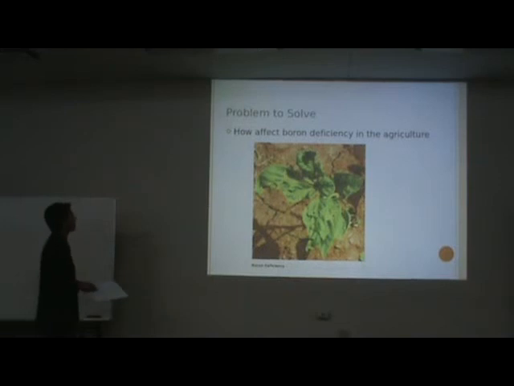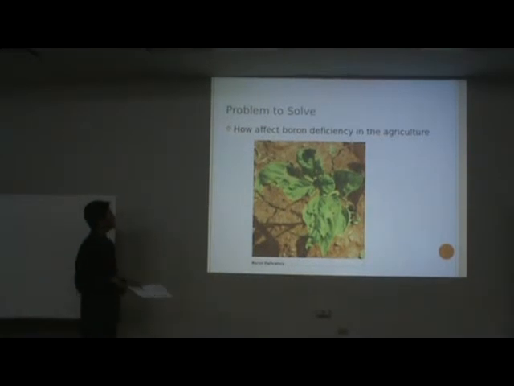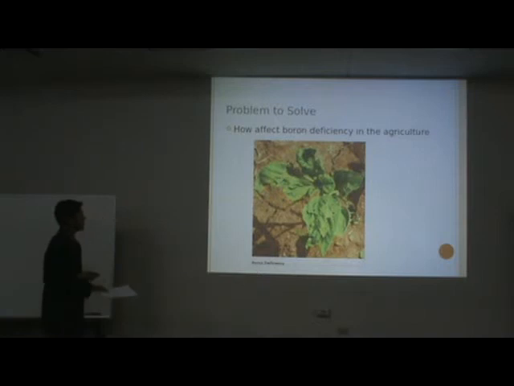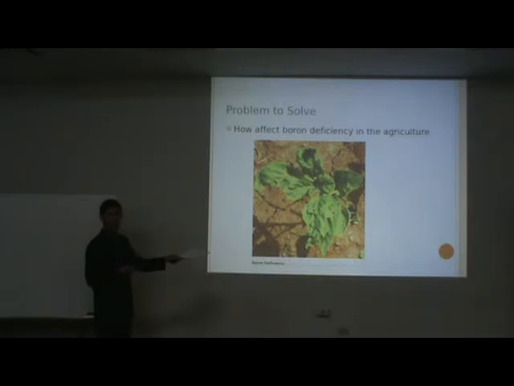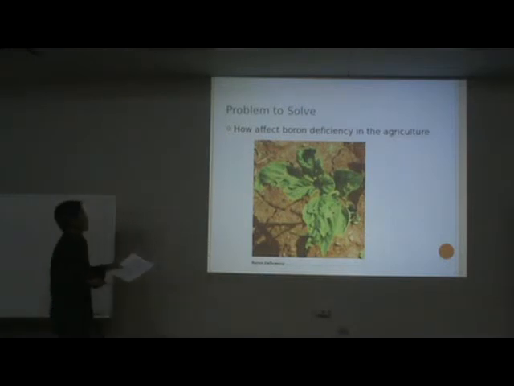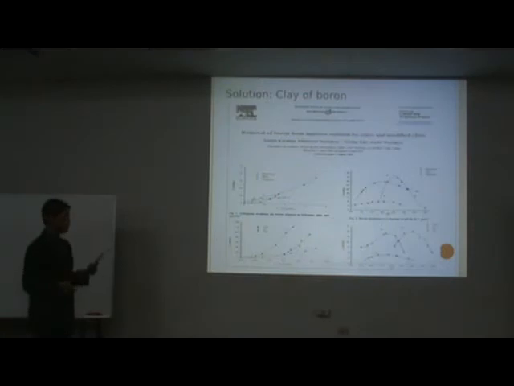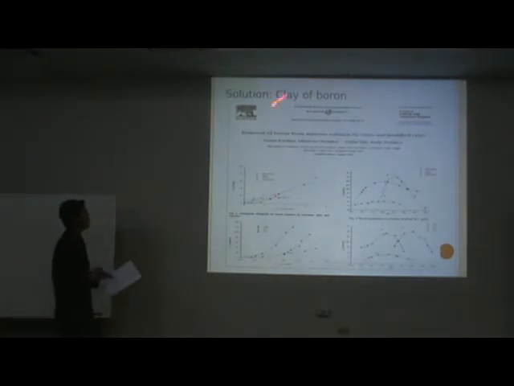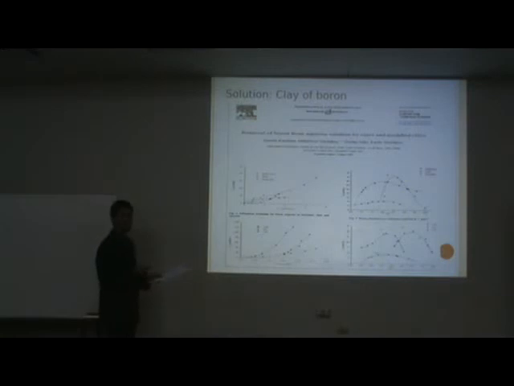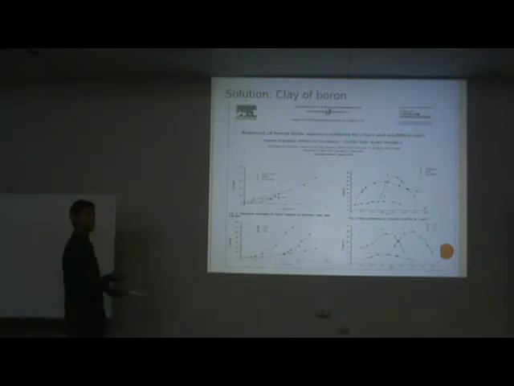So, what is the problem? The problem is how boron deficit affects agriculture. This picture is an example of how boron deficit affects this particular plant. This plant is pimento. Well, the solution for this problem is to use clays as absorbents for the different elements, and these clays are used in agriculture.